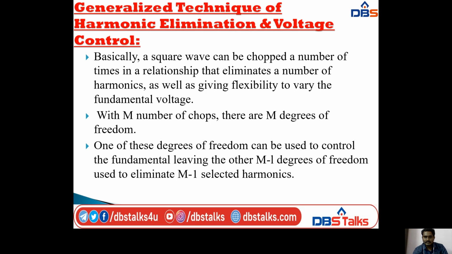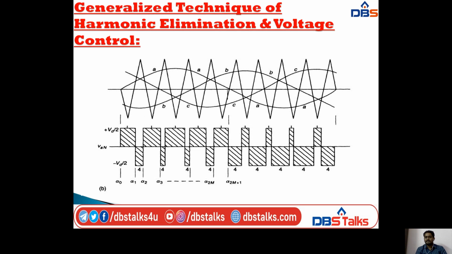Next, this is the waveform for a PWM converter. I already discussed this waveform in the previous class under the topic of pulse width modulation converter. The first waveform consists of two types of waveforms: one is a sine wave and the other is a sawtooth wave. Secondly, we have a square wave with chopped areas.